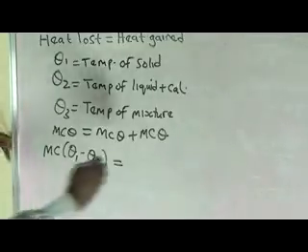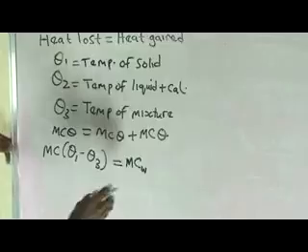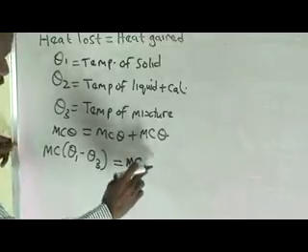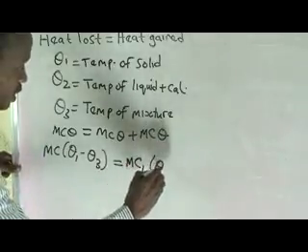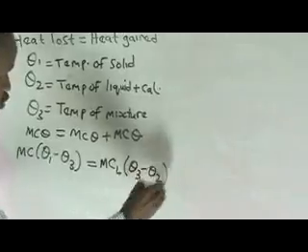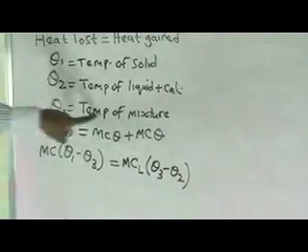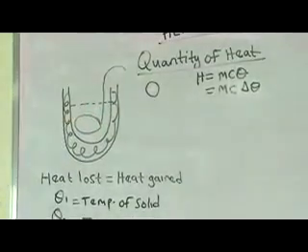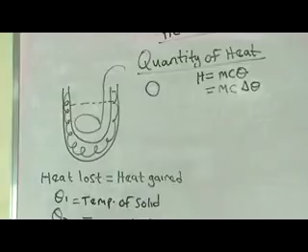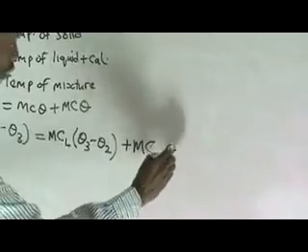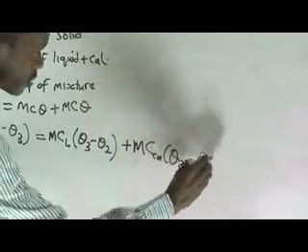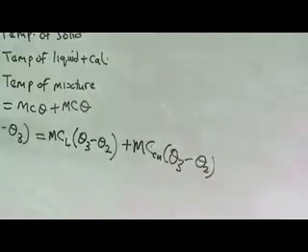Now for the heat gained, we have mc for the liquid, which could be any liquid, the liquid inside the calorimeter, times (θ3 − θ2). Why? θ3 is the temperature of the mixture, while θ2 is the temperature before you dropped the hot solid inside the mixture of calorimeter and the liquid, plus mc for copper times (θ3 − θ2). And this equation is the basic equation we use for calculations.